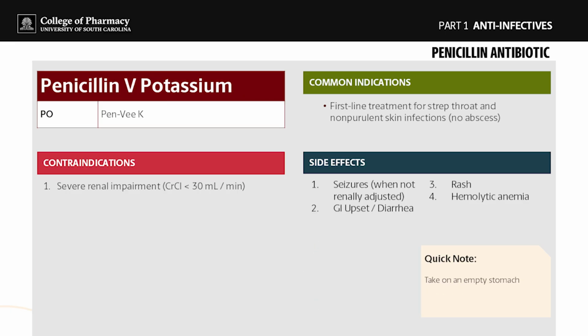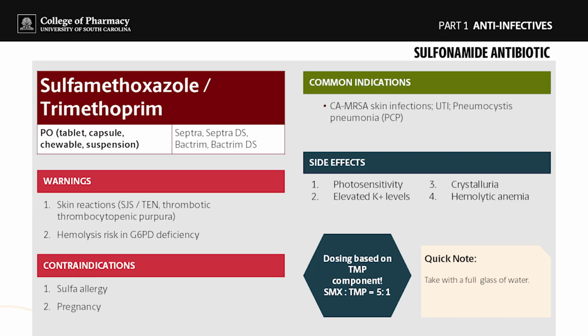Let's move on to Penicillin V Potassium. The brand name is PenVK, and the common indication is the first-line treatment for strep throat and non-purulent skin infections. Some of the side effects, same as the other penicillins: seizures when not renally adjusted, stomach upset, diarrhea, rash, and hemolytic anemia. Moving along to another class, sulfonamide antibiotics, SULF, S-U-L-F.